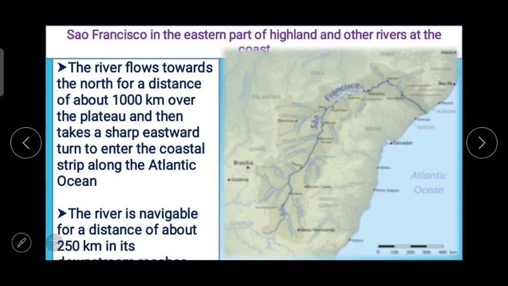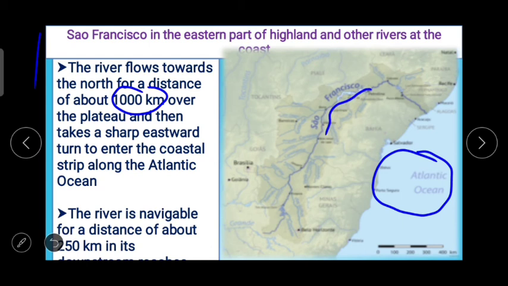It occupies the eastern portion of the highlands. The river flows towards the north for a distance of about 1000 km over the plateau and then takes a sharp eastward turn to enter the coastal strip along the Atlantic Ocean. Here now you can see Atlantic Ocean is here and Sao Francisco. The river is navigable for a distance of about 250 km in its downstream reaches.